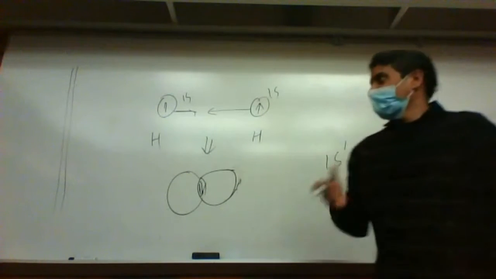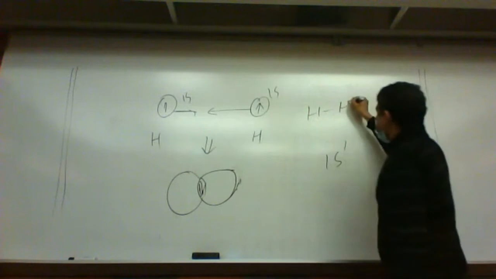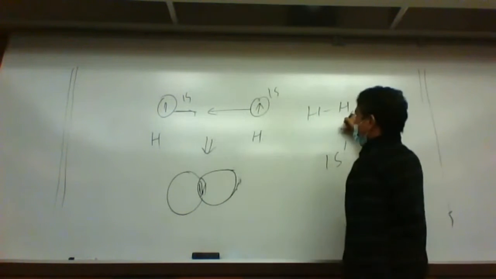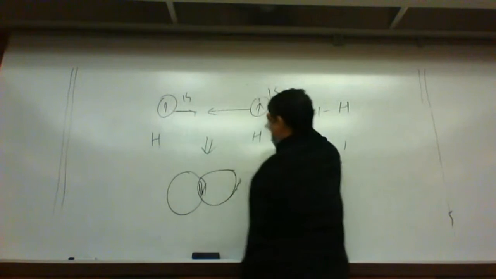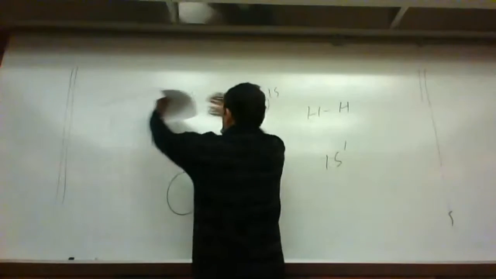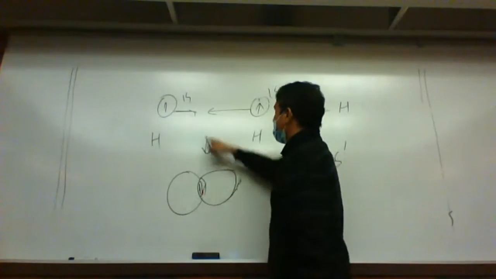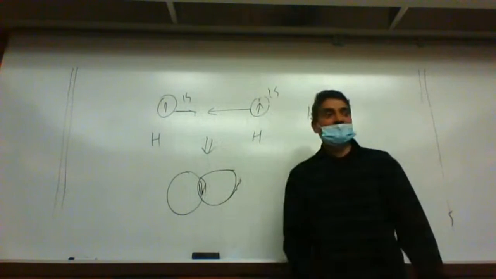Make sense? So how does the hydrogen atom form this bond? This hydrogen atom has a 1s orbital that is spherical. This hydrogen atom has a 1s orbital that is also spherical. This has 1 electron, this also has 1 electron. Now these two orbitals come together and overlap, and in that overlapping point, these two electrons sit in such a way that they form the bond.